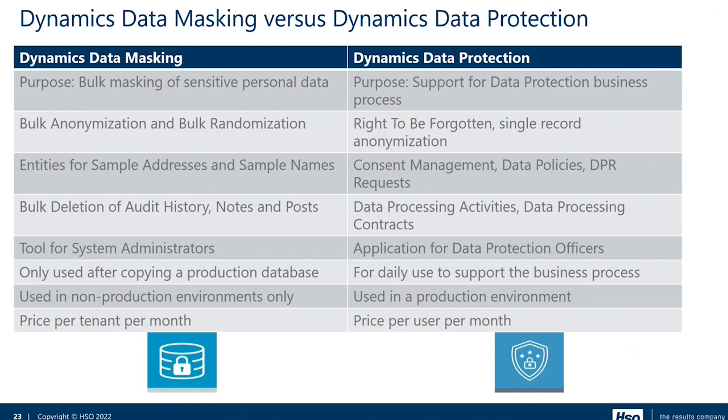In the beginning of the presentation, I was talking about the 7 steps, as well as recommending having a so-called data protection officer. For data protection officers, we also have a second application, which is called Dynamics Data Protection. That is meant for daily use to support the data protection officer in, for example, managing consents, setting up data policies, managing data protection requests, and also allowing them to anonymize single records based on the right to be forgotten. It is basically the central workspace a data protection officer can use to manage all of the data breach cases and the contracts and all of the activities in there.